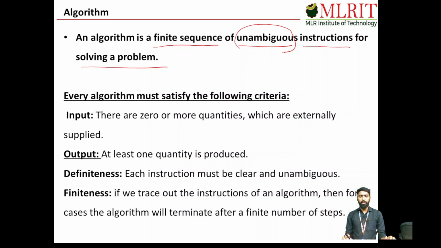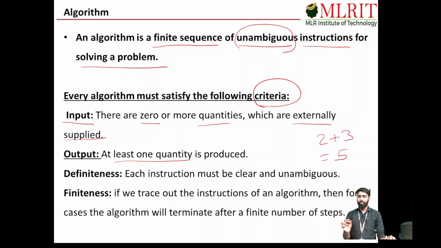So every algorithm must satisfy some criteria. One is input. There are 0 or more quantities which are externally supplied to the program. That is the input. Then output: at least one quantity is produced. For example, addition of two numbers: you supply two numbers as input, 2 plus 3, and it supplies an output, 5.